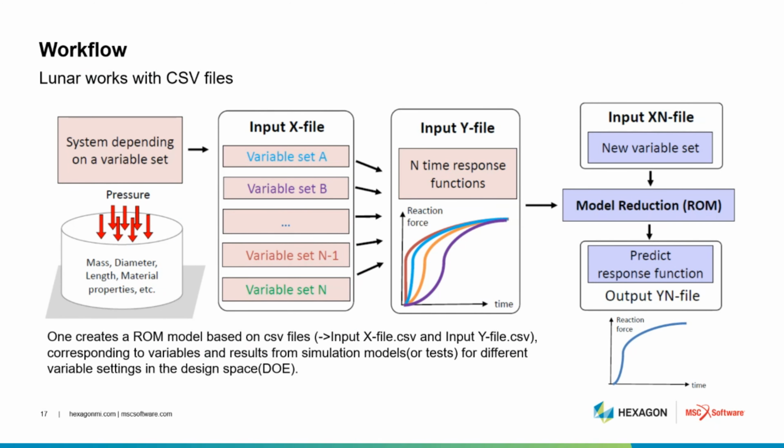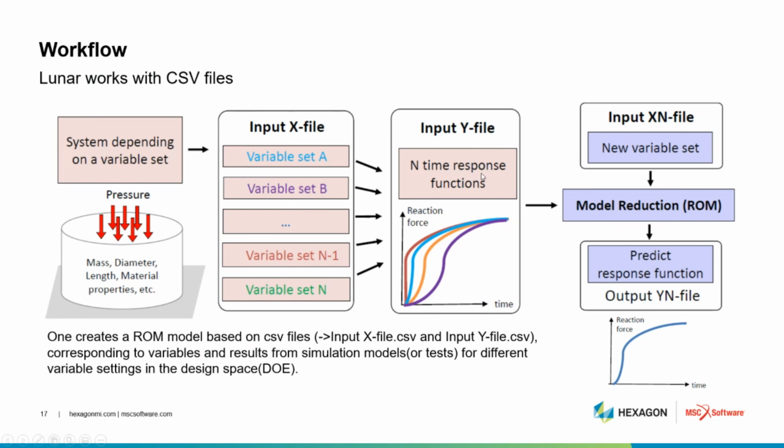And what is the workflow for Lunar? Imagine you have some result from simulation, how can you do that? Lunar works based on a CSV file. In every software, you can export a CSV file. So you have input parameters, such as here, we have a cylinder with a pressure load. The parameters could be mass, diameter, length, material properties, and other physical properties. We give them as a matrix, variable set A to set N, to Lunar. At the same time, we have some results from simulation that will be the input Y file for Lunar.